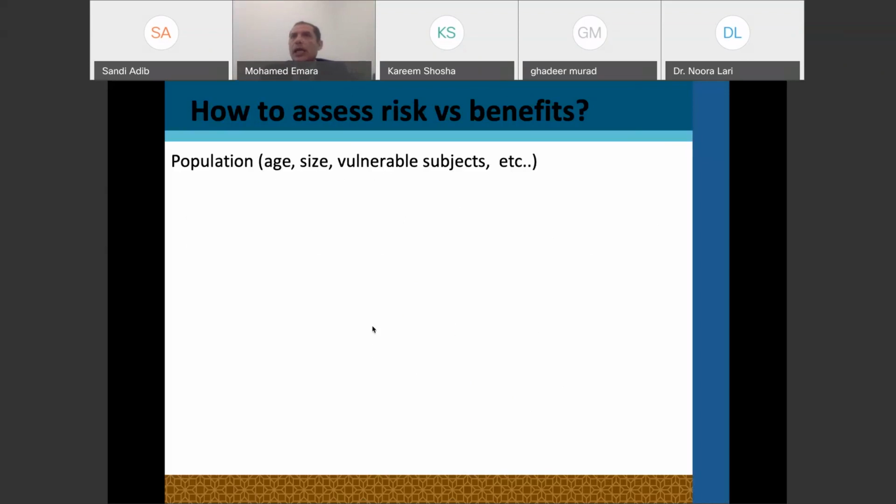So we look basically at the population. We look at the age, we look at the size. We're going to talk about vulnerable subjects. Vulnerable subjects are those like when we're dealing with children, pregnant women, prisoners. All these are considered in the Belmont Report as vulnerable subjects. We have to put in mind here, this is during the assessment.